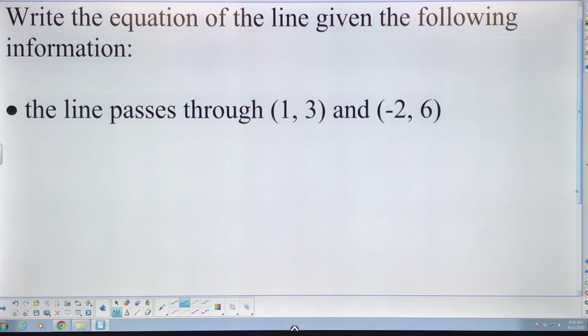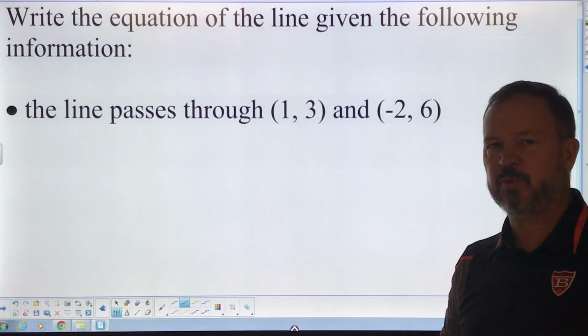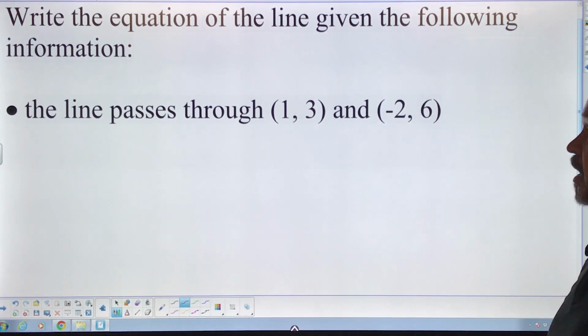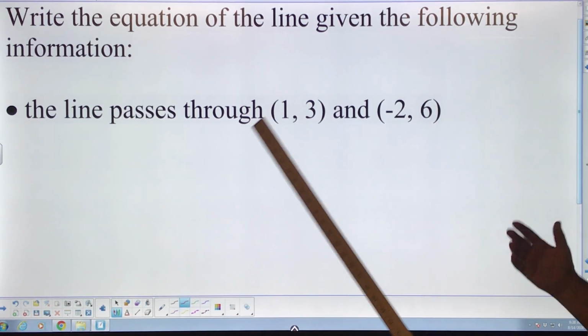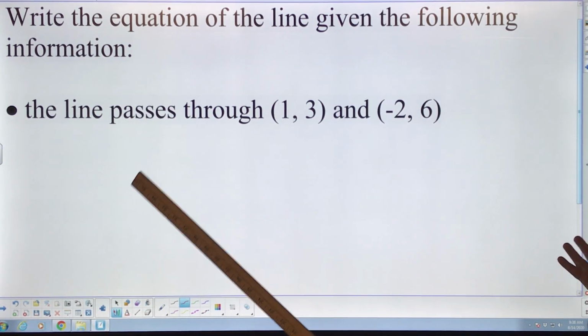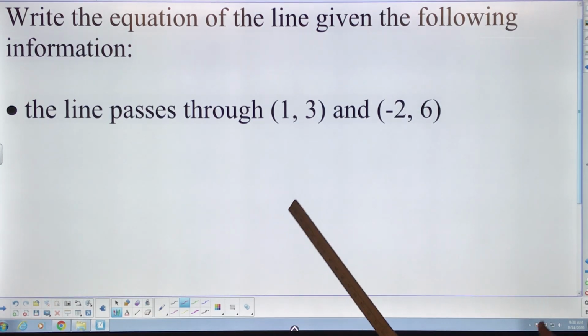All right, so we're still writing equations for lines with different conditions or situations. Here, they don't tell us the slope. They did not tell us the slope. So we don't have the slope.